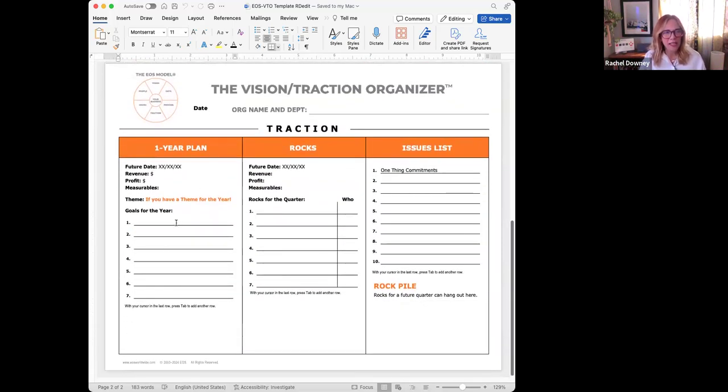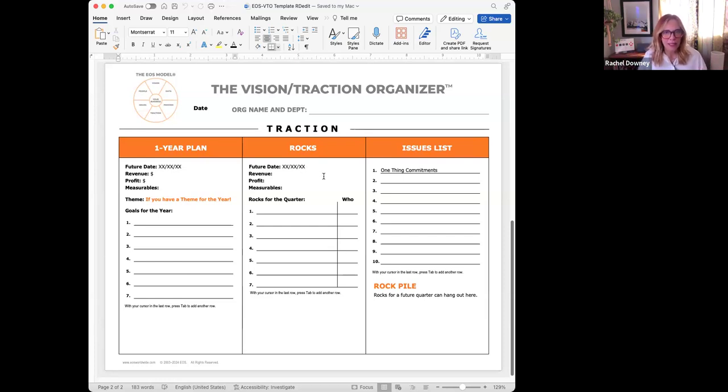Then there's your 1-year plan, so you've got your 3 to 7 goals. By the way, companies vary on whether or not they share revenue and profit goals. I tend to advocate for more transparency so people know what they're building and they can also see what growth looks like. But that is a personal choice. If you're not ready to share that with the entire organization, we totally get it.